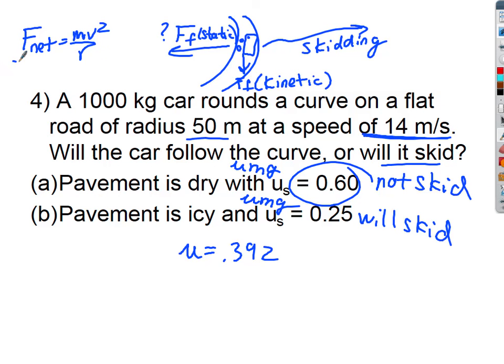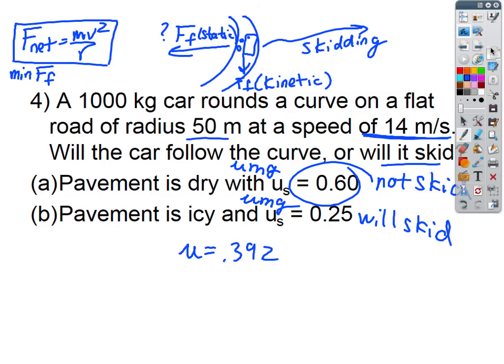Because the net force is basically saying this is the minimum frictional force that you need. So if it comes out less than that, you're going to skid out. And so that leads us to our final problem.